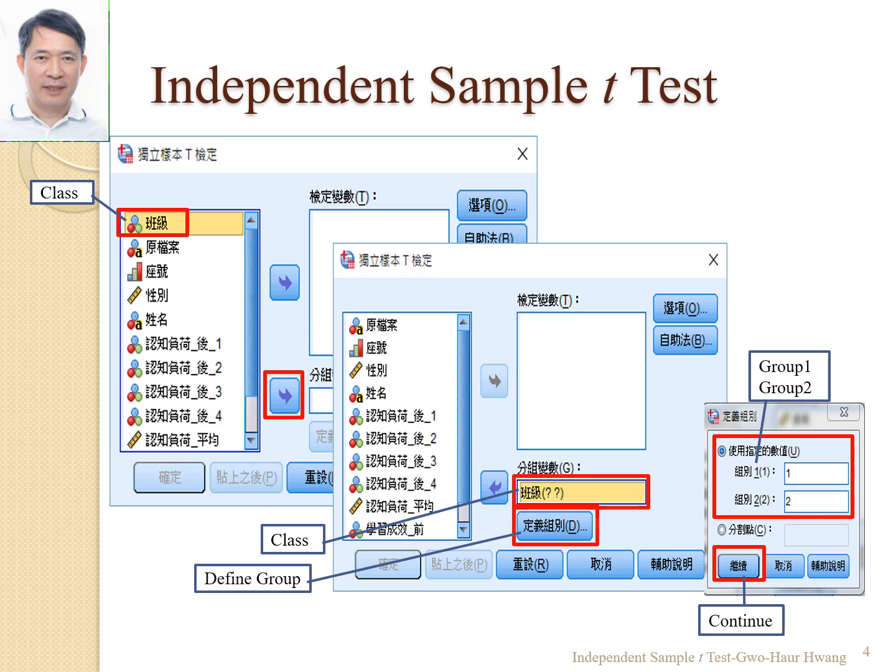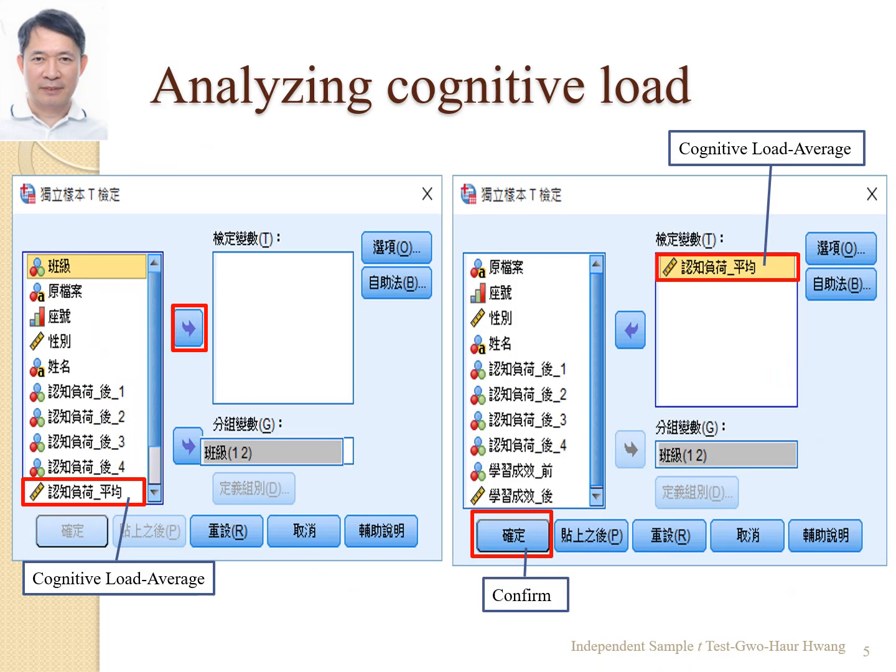Since classes in the Excel file are labeled as 1 and 2, we define the groups as 1 and 2. If we were selecting gender, and the genders in the Excel file were labeled as male and female, we would define the groups as male and female. Then, we proceed by clicking Continue. Next, we select the variable we want to analyze and move it to the right-hand side.